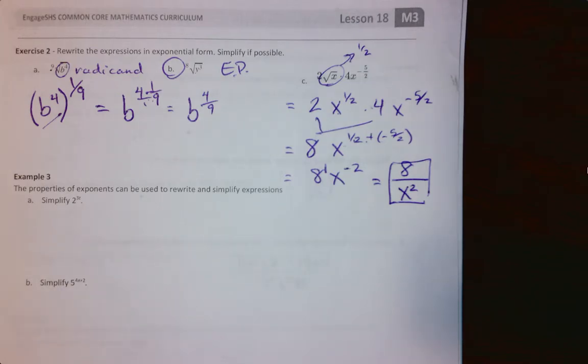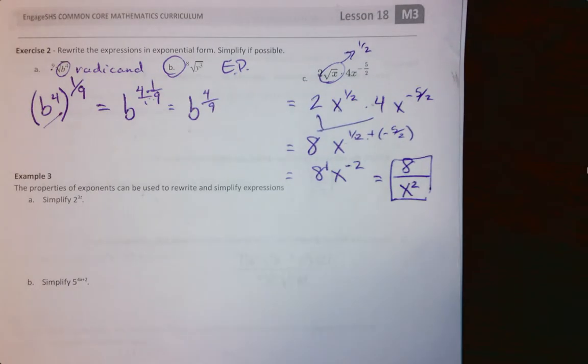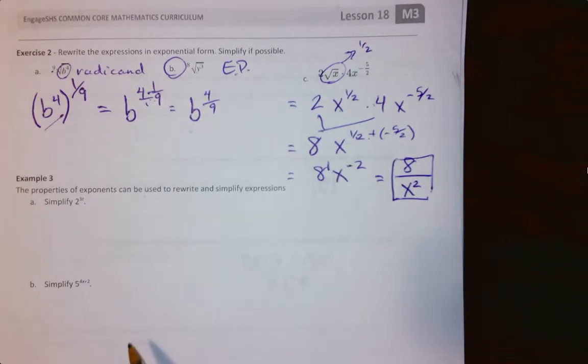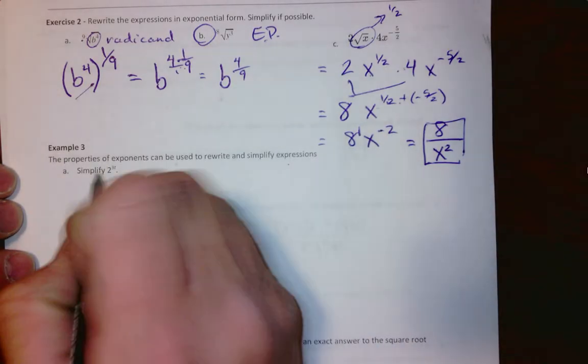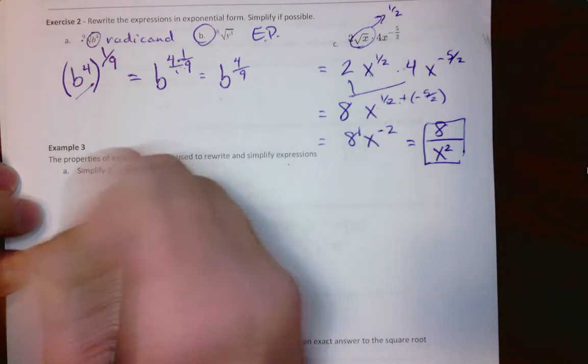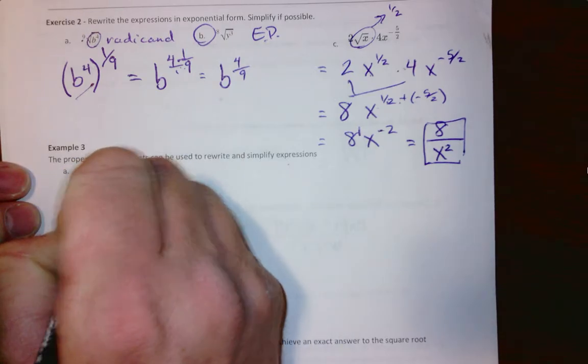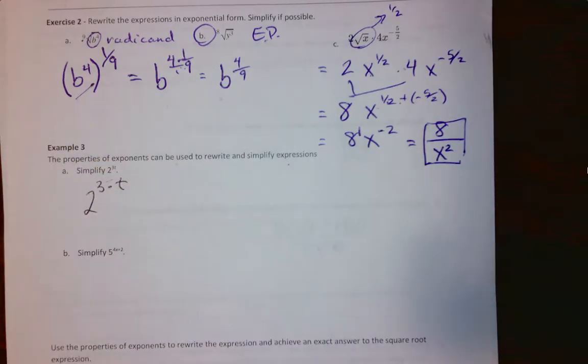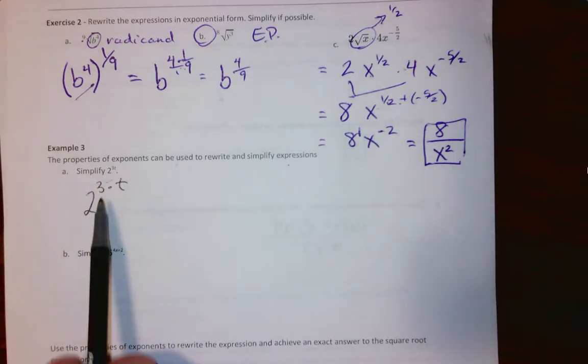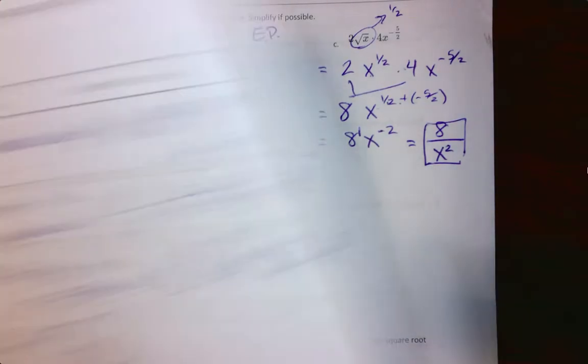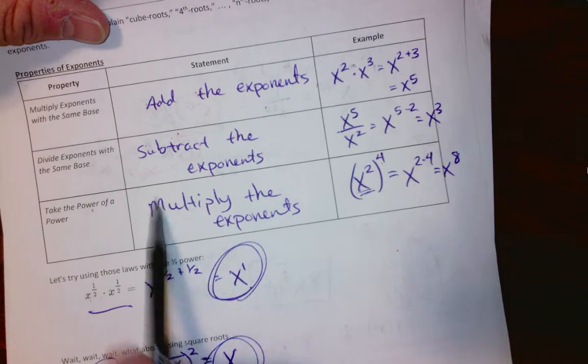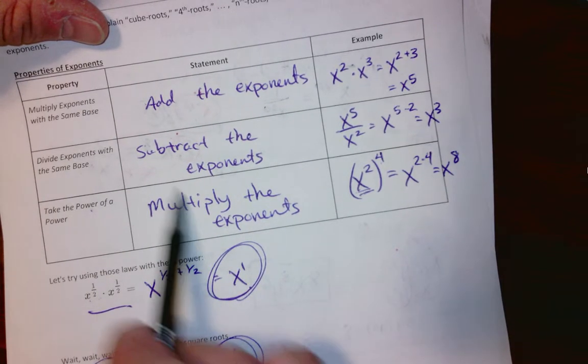All right, I love example 3, because example 3 is blending a lot of different things together. In fact, the properties of exponents can be used to rewrite and simplify expressions. So in this problem, we have 2 to the 3 times t. So I'm going to show that a little larger. If you can recognize that this is a multiplication in the exponent, then you can backpedal.